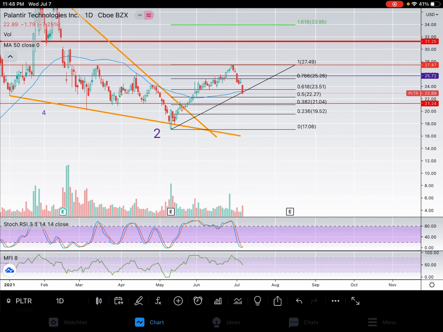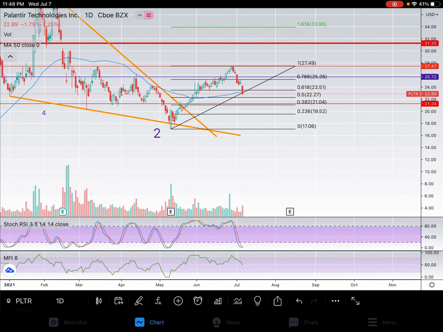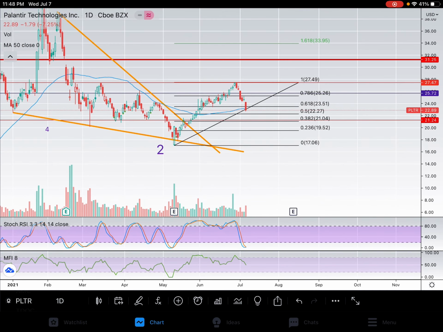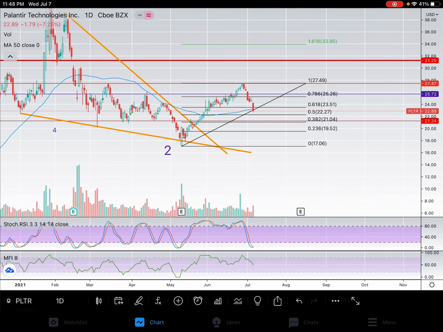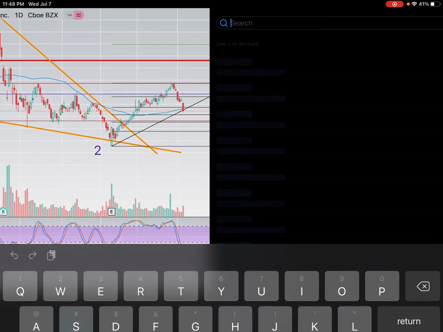You also have a gap at 31.25. As we know, stocks love to fill gaps. If there's gaps in a chart, price action loves to fill those. So we have that one at 31.25. There's just a lot of signs that show that this thing's going higher. All right, so that's PLTR.